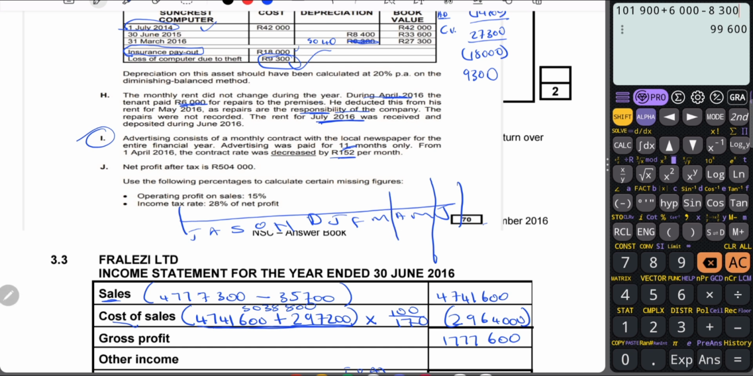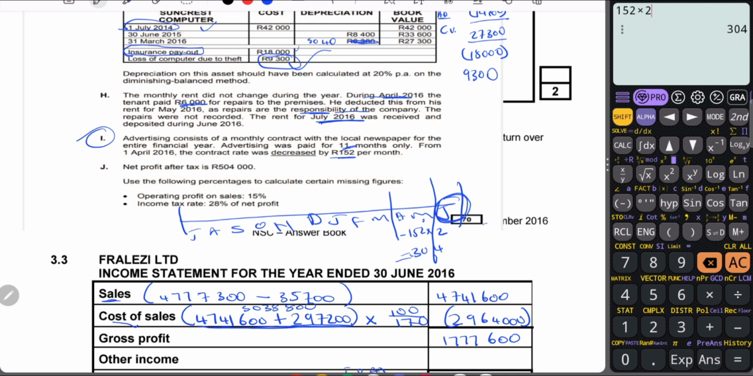Why? It was decreased by how much? By 152. For how many months? 1, 2. We don't count this one because it was not paid. Then multiply by 2. We check how much the advertisement was decreased in total, which is 3 or 4. So it's going to be minus 3 or 4.